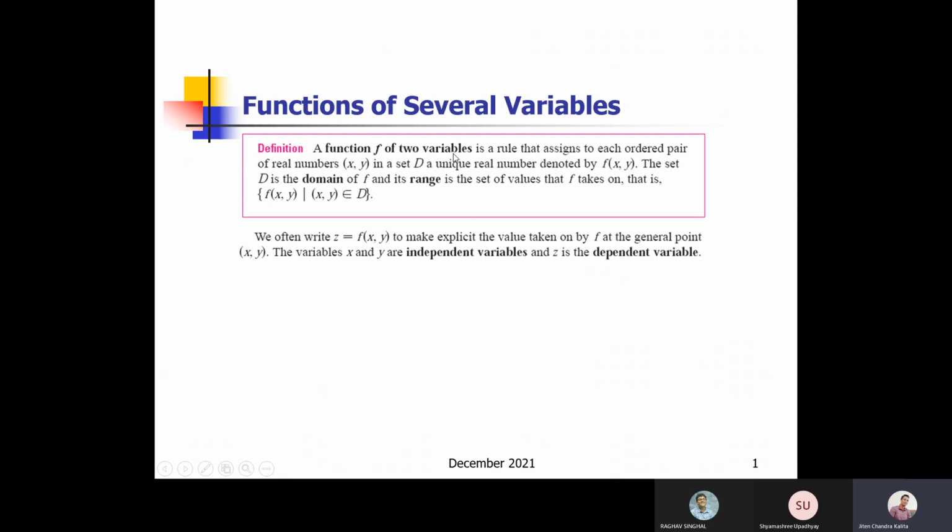A function f of two variables is a rule that assigns to each ordered pair of real numbers (x, y) in a set D a unique real number denoted by f(x, y). The set D is the domain of f, and its range is the set of values that f takes on. So this I have already explained. We often write z = f(x, y) to make explicit the value taken by f at the general point (x, y). And remember, x and y are independent variables and z is the dependent variable.